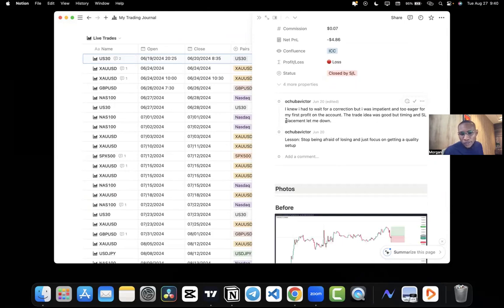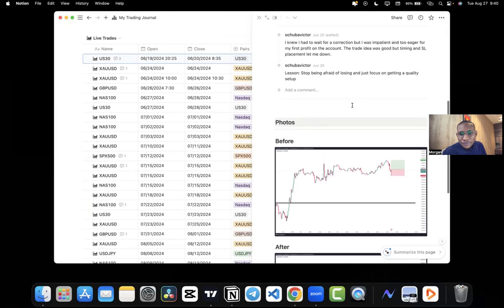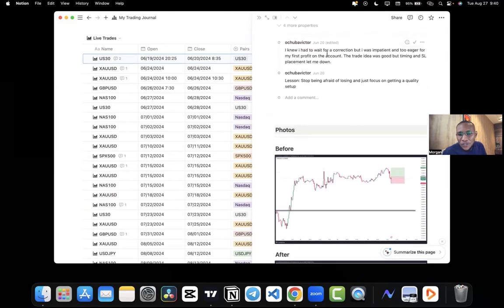Okay, see this one. I said I lost the trade. And I said I knew I had to wait for a correction, but I was impatient and too eager for my first profit on the account. The trade idea was good, but timing and stop loss placement let me down. Lesson: stop being afraid of losing and just focus on getting a quality setup.